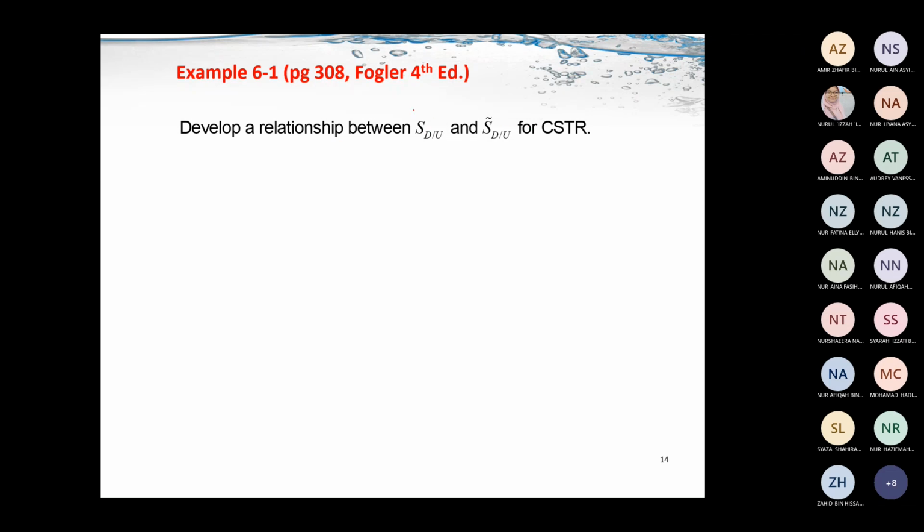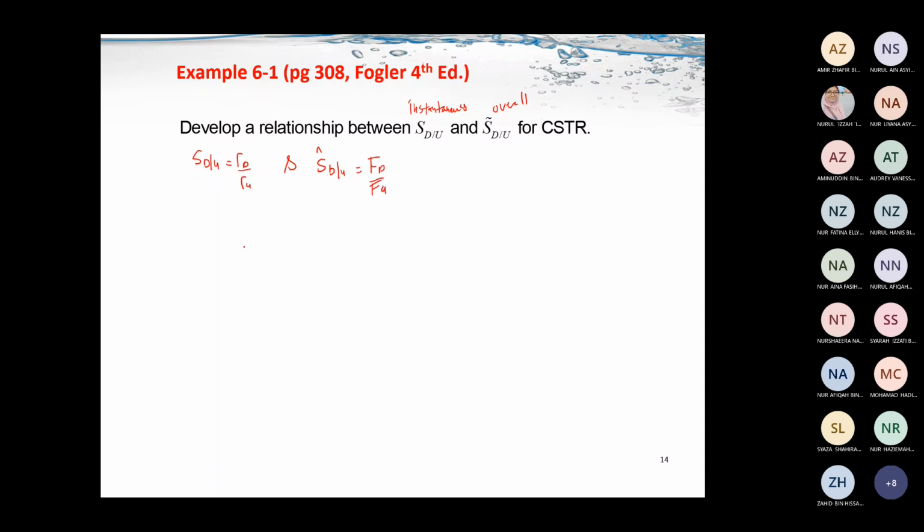Okay, so we have the instantaneous here, and this one is the overall. So you have to develop what the instantaneous SD over U is, RD over RU, and also the overall SD over U, which is equal to FD over FU.